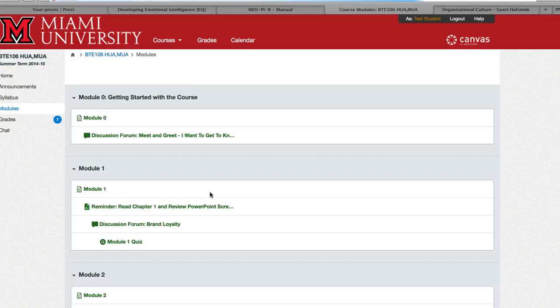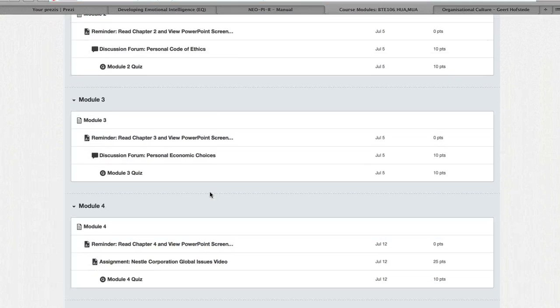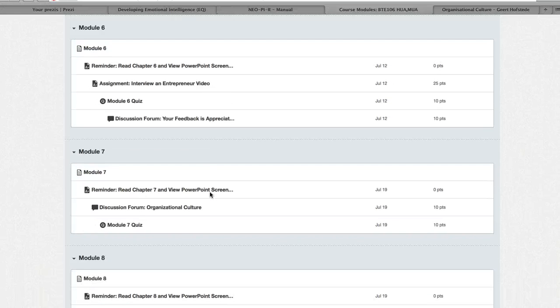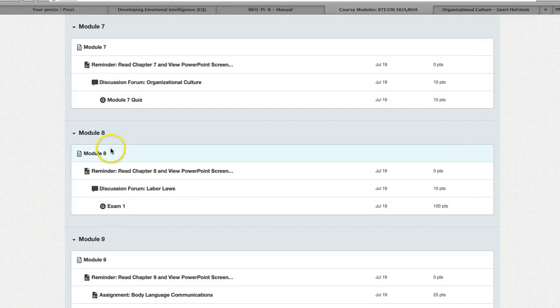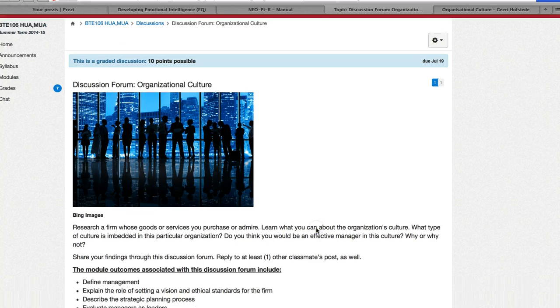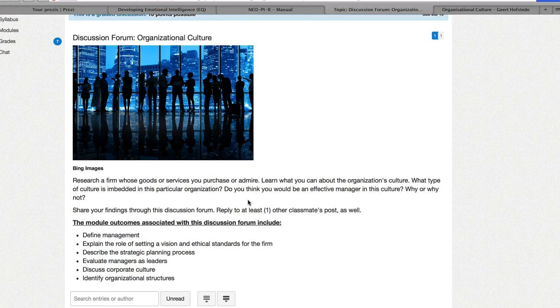Let's just go back to click modules and scroll back down. Okay, so we're just looking at Module 7. You have a discussion forum, and again, you want to click on that and see, okay, what is it that we have to do? You're going to research a firm. This is about organizational culture. These questions are just simply module outcomes associated with this forum.